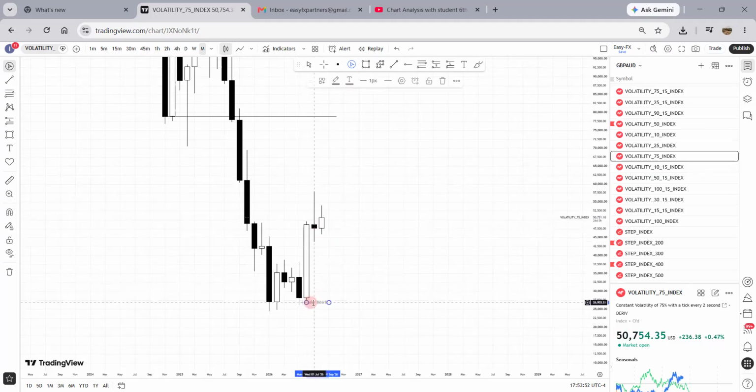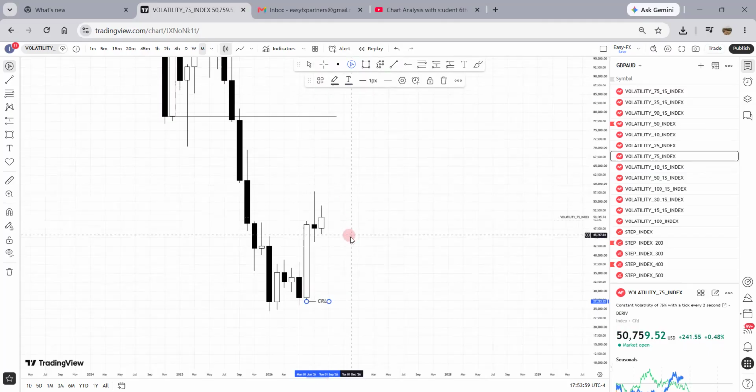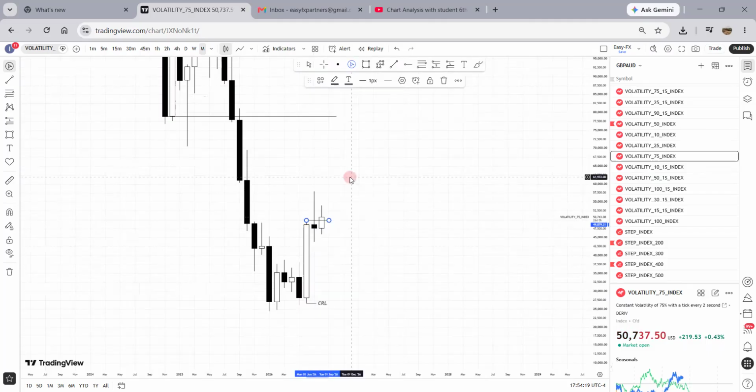Now, we mark the low of that candle as our candle range low, right? CRT low, or candle range low, if you like. And then we mark the high as our candle range high. Of course, I'm not teaching CRT, but if you know about it, it's going to be very useful even in this analysis.